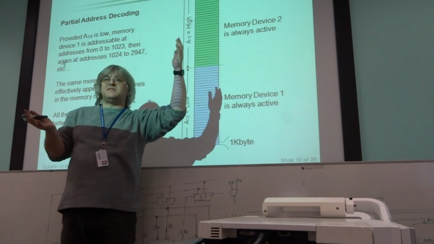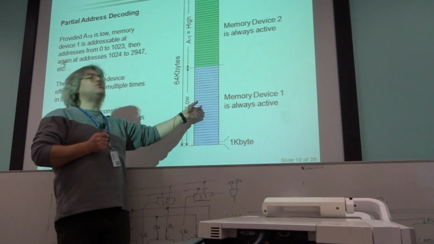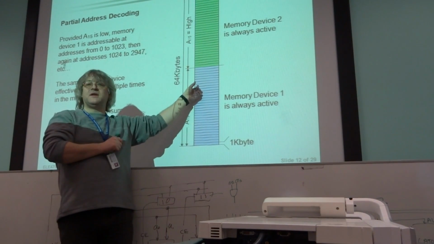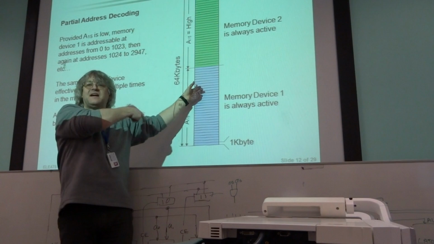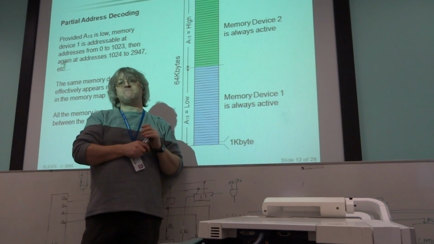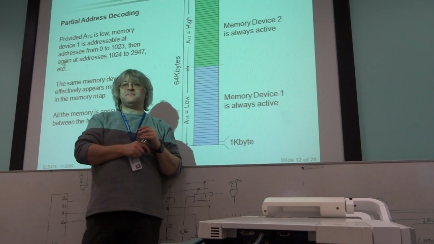Now, you might say, well, who cares? Well, that's fine, unless you want to have some of this memory map associated with a third device or something. And you can't do that as it stands with that architecture. You would have to introduce additional address decoding, which is possible.